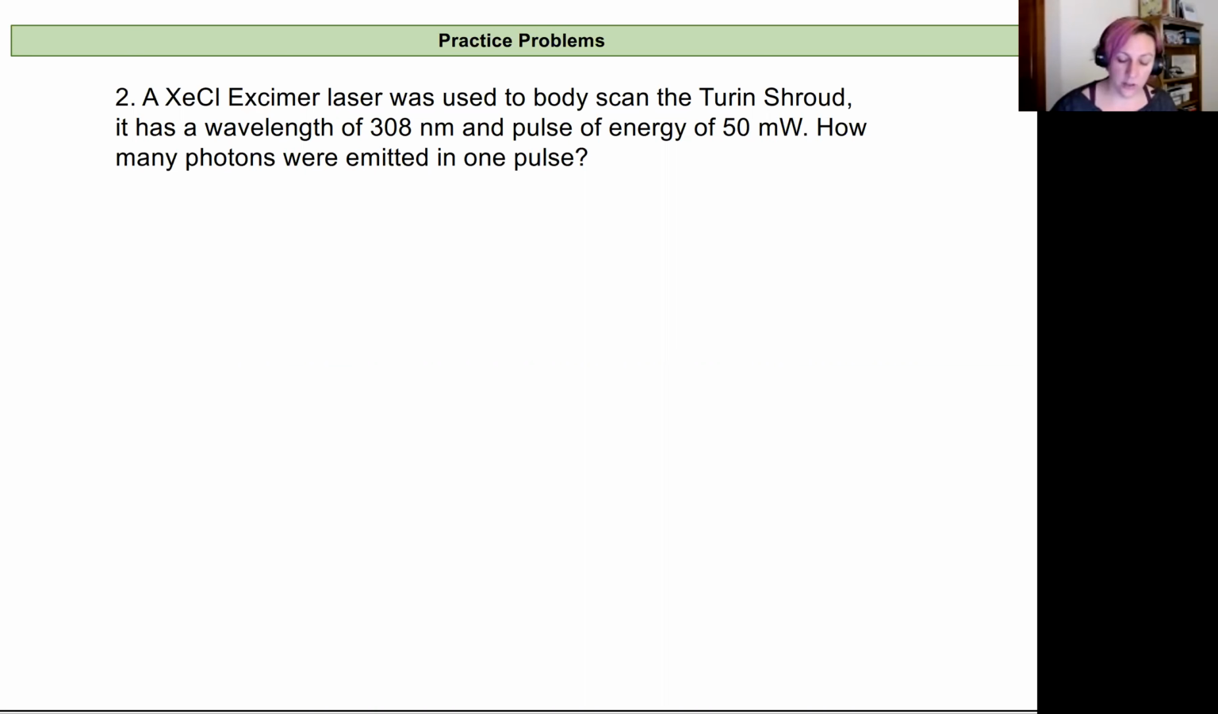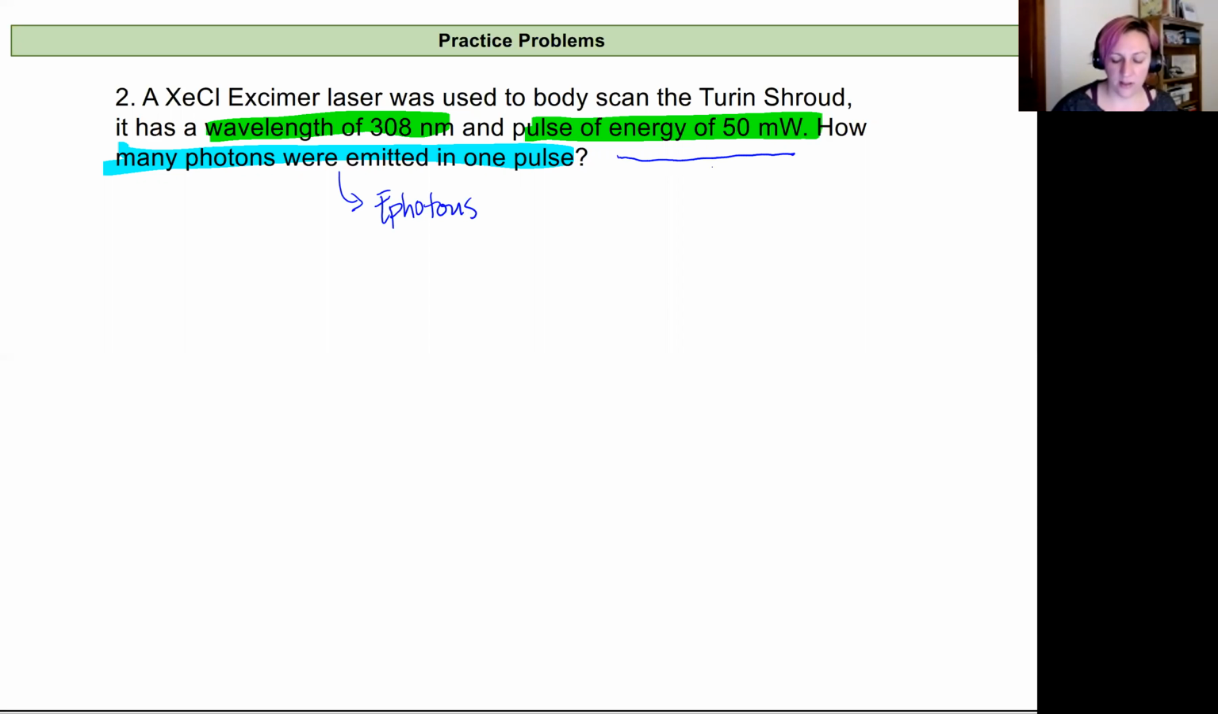So the laser uses a wavelength of 308 nanometers and a pulse energy of 50 milliwatts. And the question is, how many photons were emitted in that one pulse? Right away, the how many photons part of the question tells me it'd be helpful to know the energy of one photon, because I compare that with the total energy in one pulse and I can figure out how many of those photons had to make up the pulse.